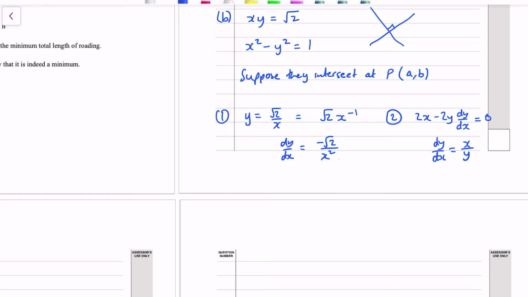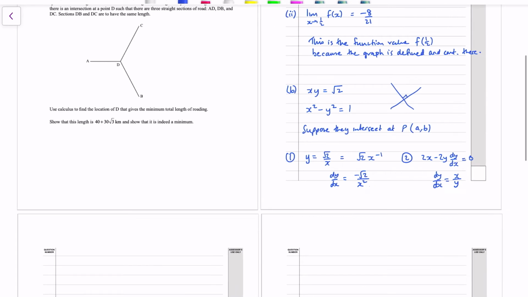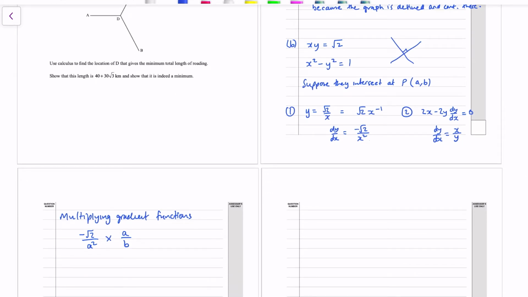And then if we multiply these gradients together, we should get -1 at the point of intersection. So multiplying gradient functions, I'm going to switch out x and y to be a and b now. So I've got -√2 over a squared multiplied by a over b. They are the gradients at the point of intersection. And then this simplifies to -√2 over AB.